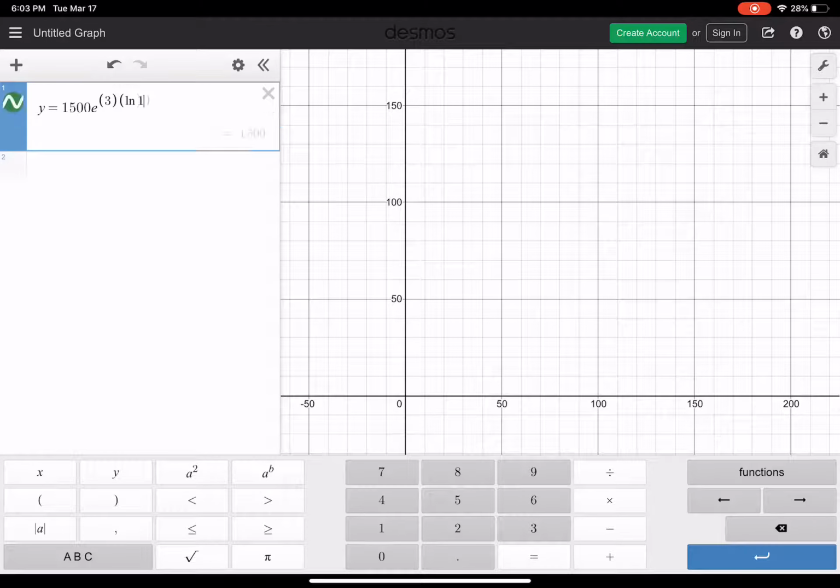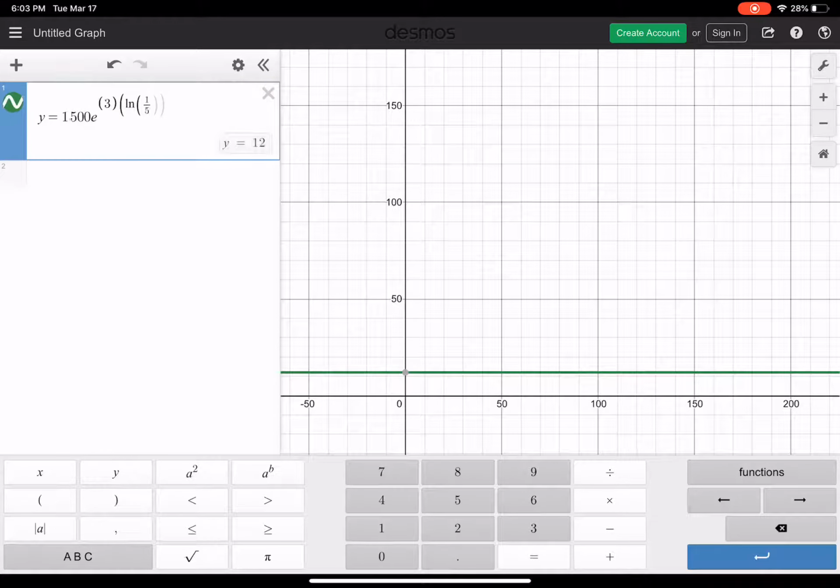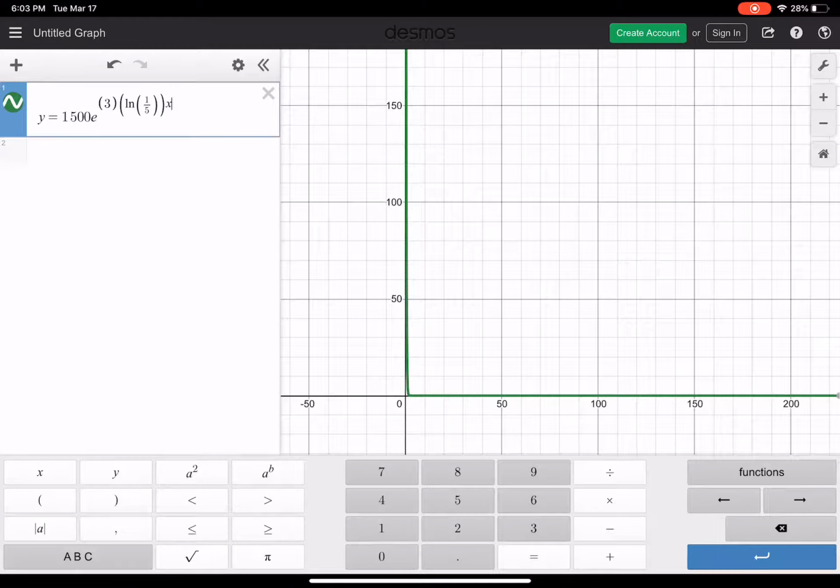Of 1/5. So I'll just do 1 divided by 5. Oops, that kind of didn't go in right. One thing to be careful of there is to put what we're finding the natural log of in parentheses, 1 divided by 5. Then we'll close the parentheses, close them again. And now all that is being multiplied by x. And then we're dividing that whole thing by negative 1000.